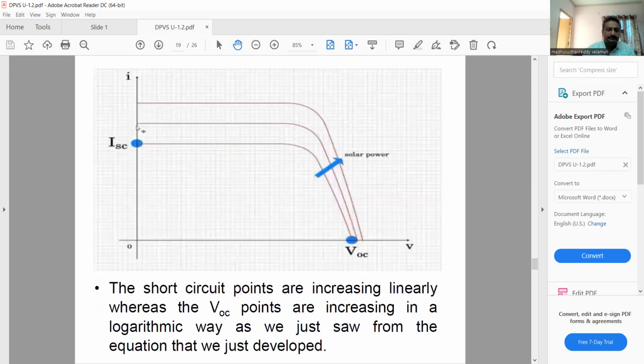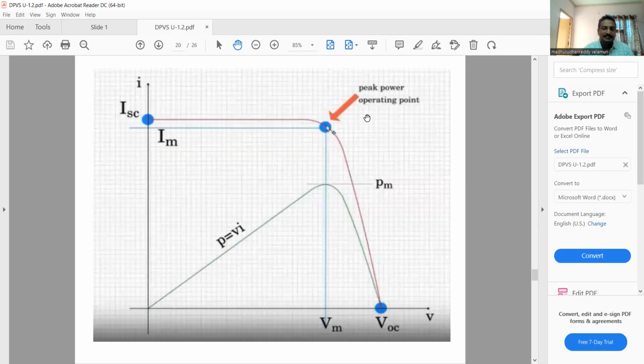Next, if you increase this, you are changing the short circuit and open circuit points, and the curves are increasing like this. How is it possible to change the VOC points? By changing the resistance.